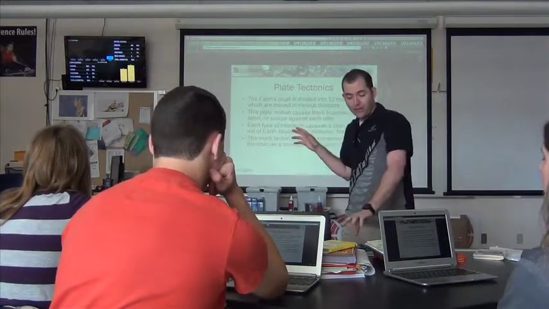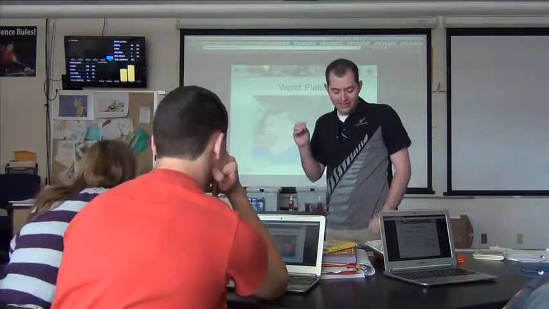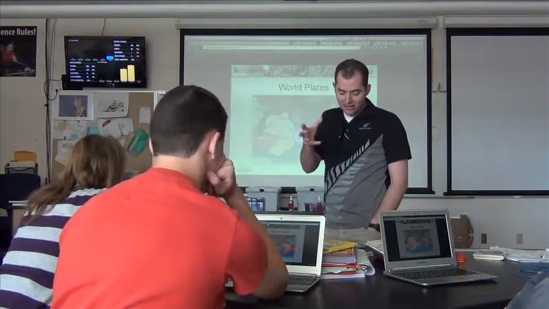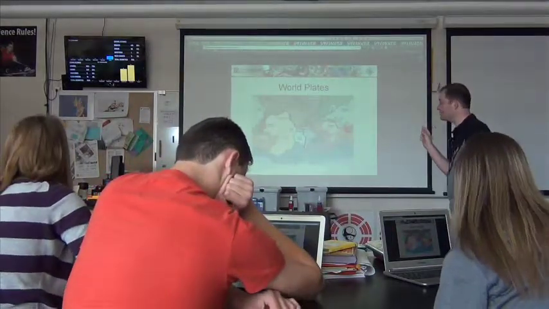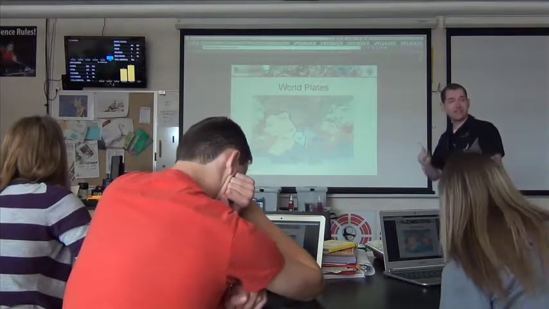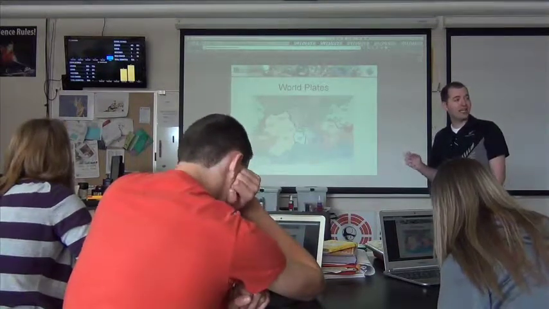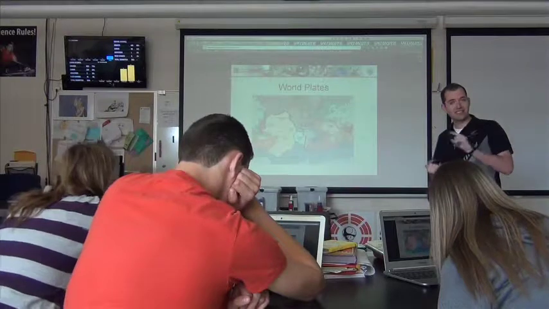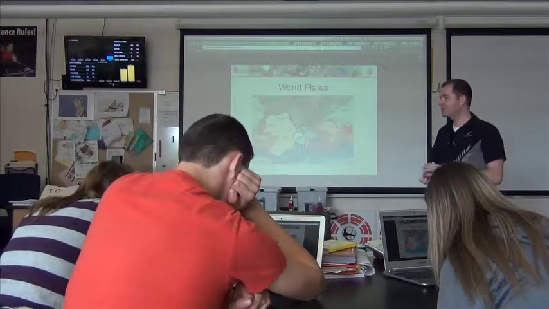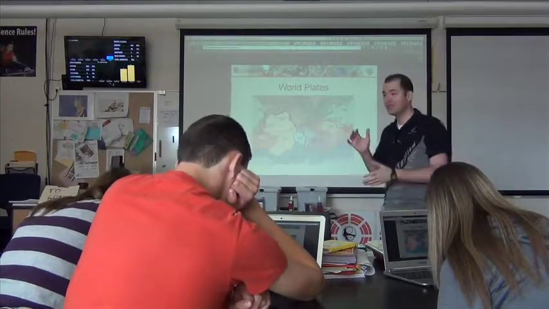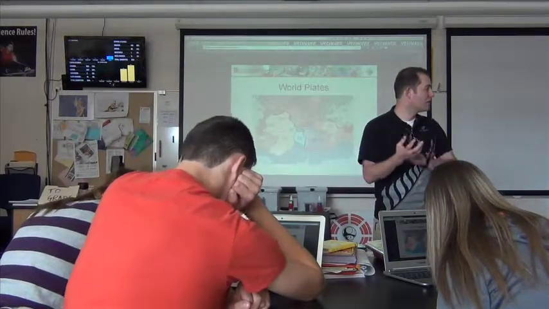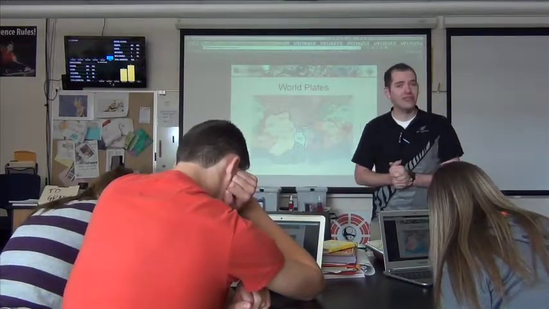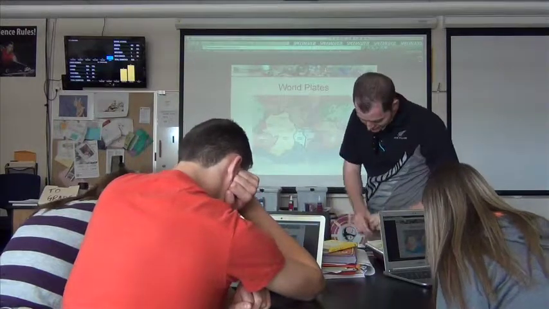Okay? So what we want to start out with is a look at the 12 different plates. We can see that some are very large and some are very, very small, but they're all moving in some way, and those interactions cause things like earthquakes, mountains, trenches, volcanoes, new crust, subduction zones. All of those motions cause those types of features.